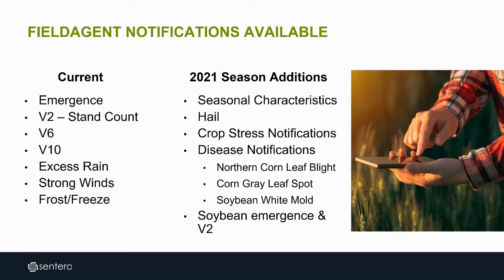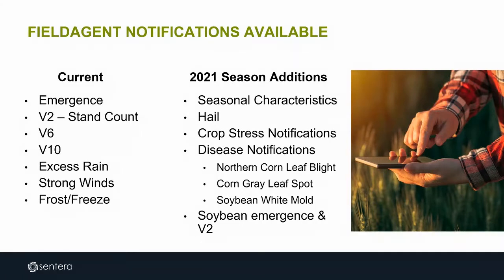What we're adding this year are seasonal characteristics. Is this excessively dry? Is this excessively wet? Hail. Being notified when hail occurs. If I manage a broad region and I don't live inside of a small window from where I work, I have the ability to understand on a field by field basis where hail could have damaged a crop, and I know where to be and what grower to reach out to.